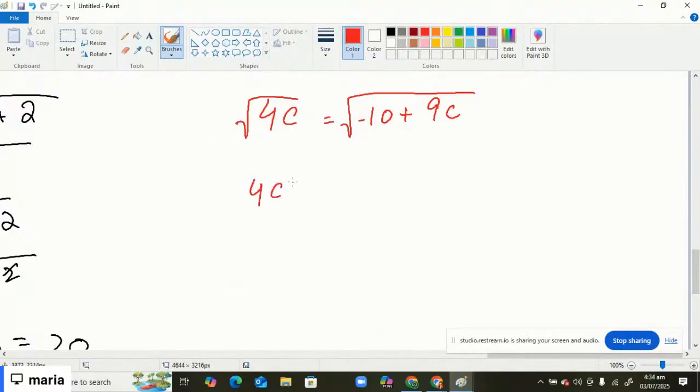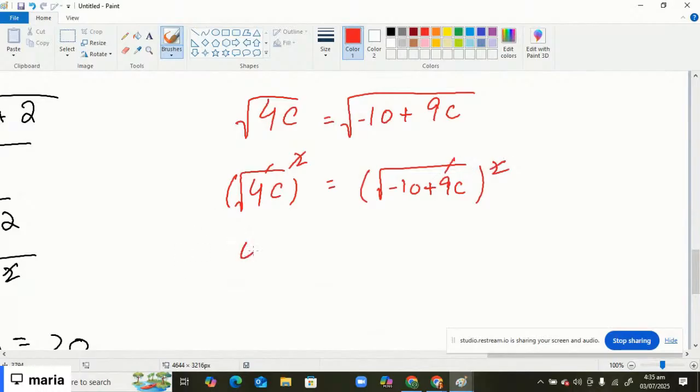Now let's take a square. I'm just going to take the square on both sides. This square can be cancelled, and this square can be cancelled. 4C left, minus 10 plus 9C.